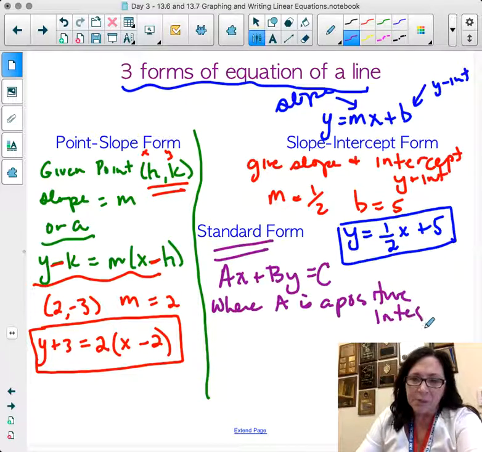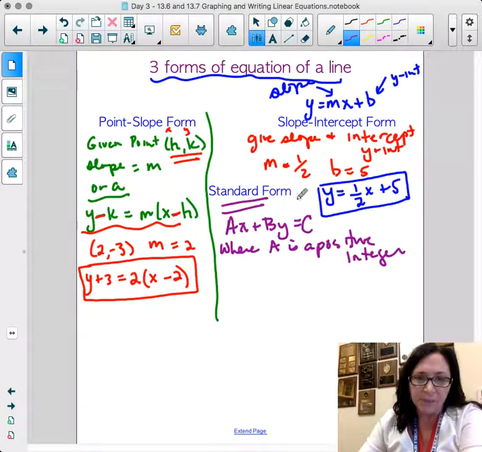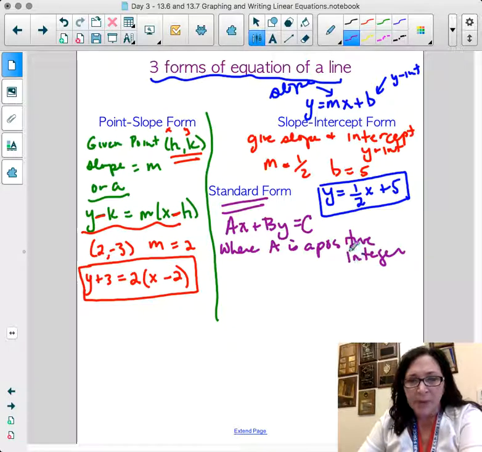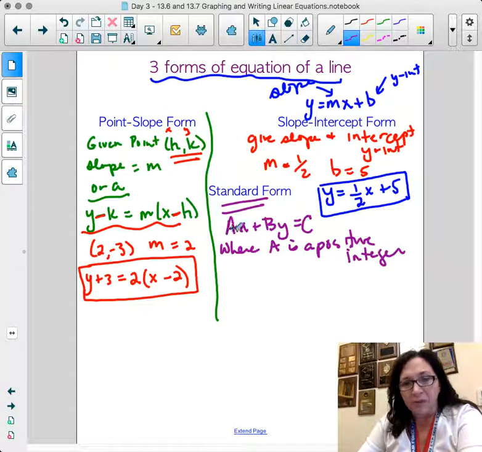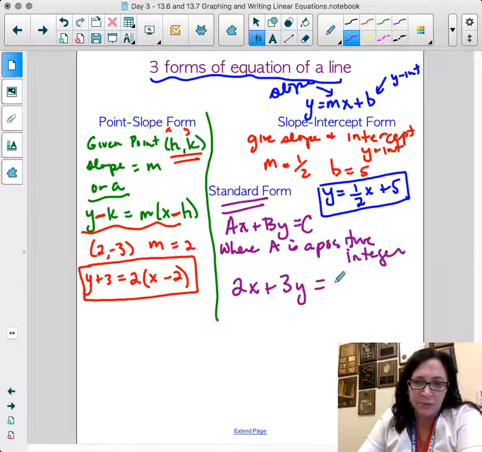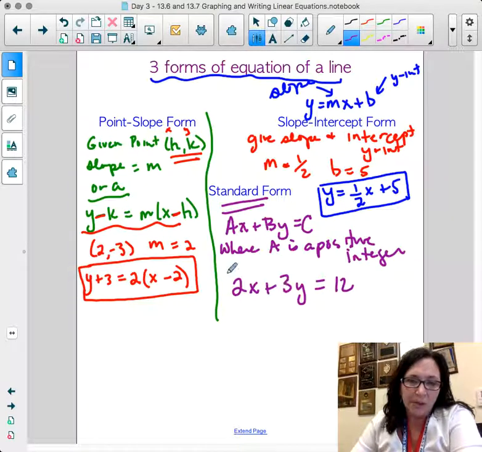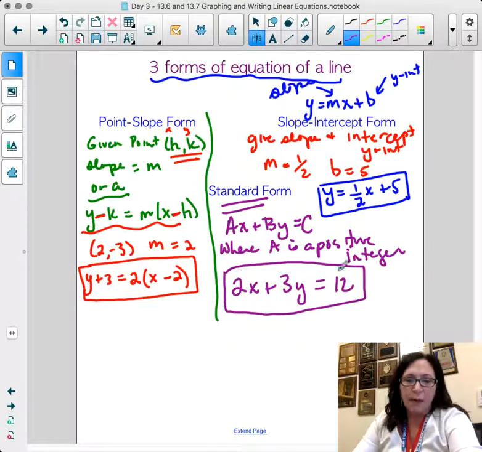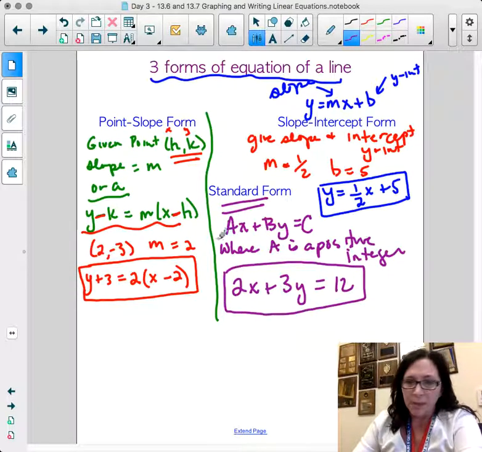An integer basically means it's not a fraction, it's a whole number. And so a has to be a positive integer. So an equation might look like this: 2x plus 3y is equal to, let's say, 12. Okay, so this would be an equation in standard form. Now, the benefit of having an equation in standard form is that you can graph by intercepts.